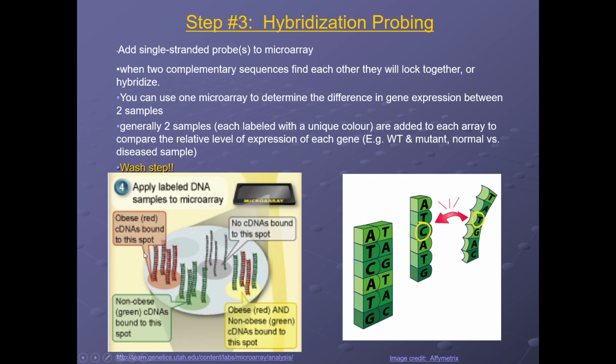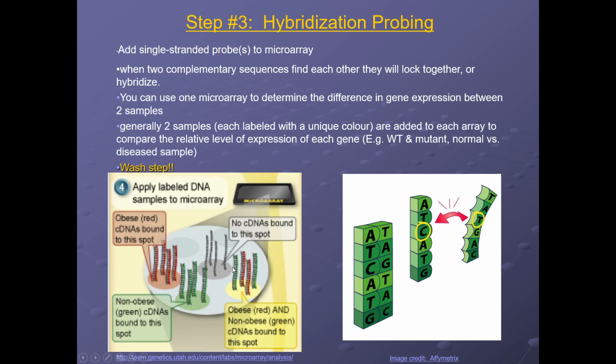Once you flood the chip with solution with your cDNA coming from the tissue samples, you'll have both types here, and therefore the signal generated by the spot will be yellow, as the color code suggests. It's not going to be green, it's not going to be red, because once the green and red superimpose on each other, you get the yellow color. You register the yellow color.